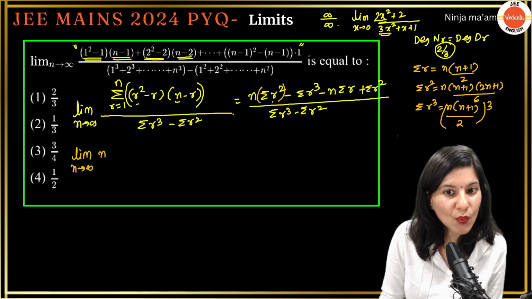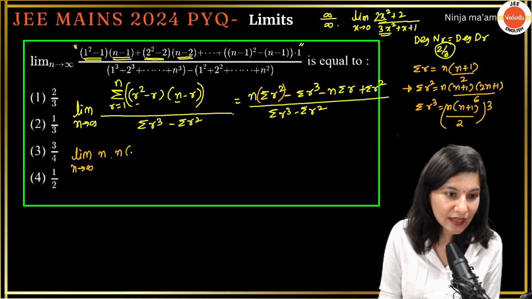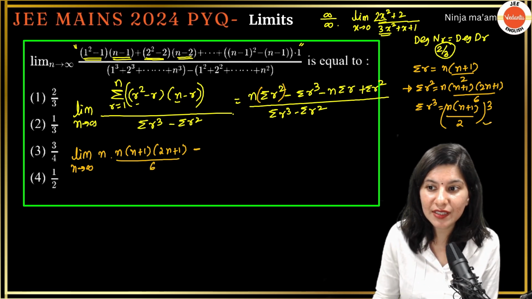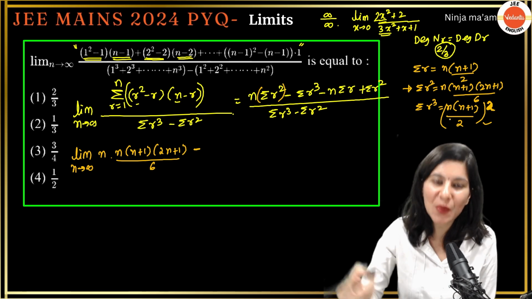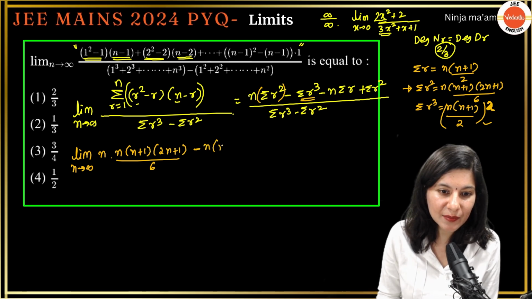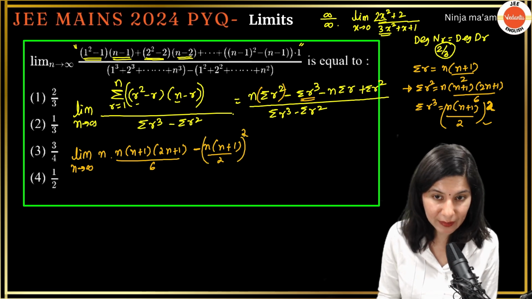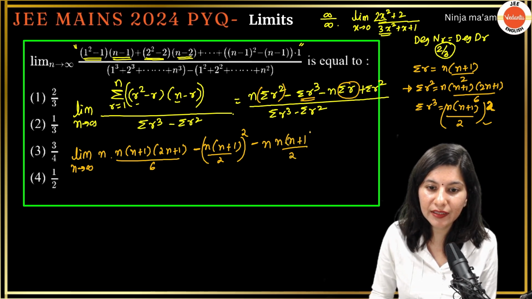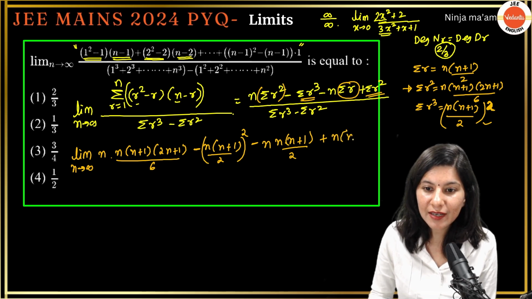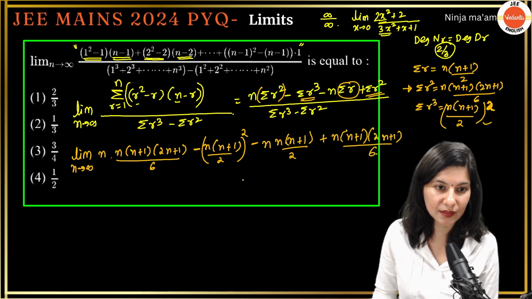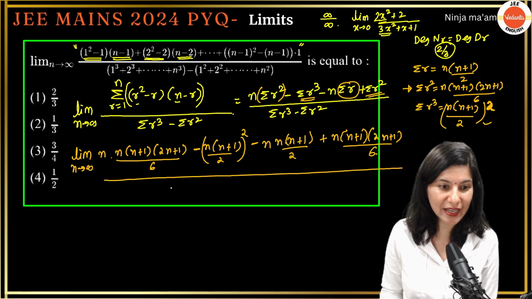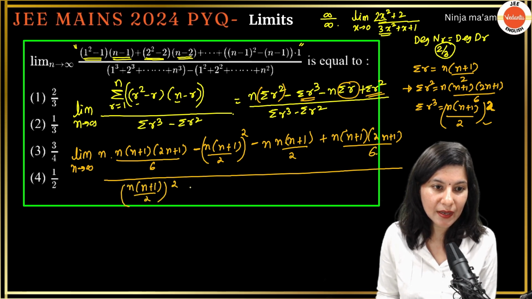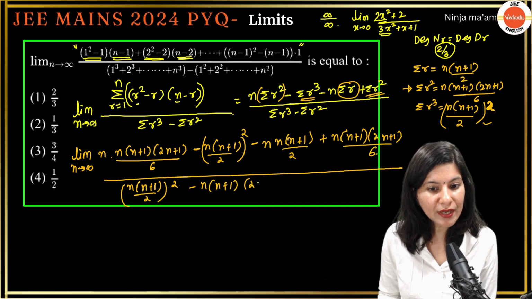n times sigma r square. So the second formula we are using, n plus 1, 2n plus 1 by 6, minus sigma r cube, which is this, so this is square, sorry, n plus 1 by 2 whole square. Minus n times sigma r, that is n plus 1 by 2, and plus sigma r square one more time, so n plus 1, 2n plus 1 by 6. Correct? Whole upon the big expression, I can see that: sigma r cube, so this is n plus 1 by 2 whole square, minus sigma r square, n plus 1, 2n plus 1 by 6.